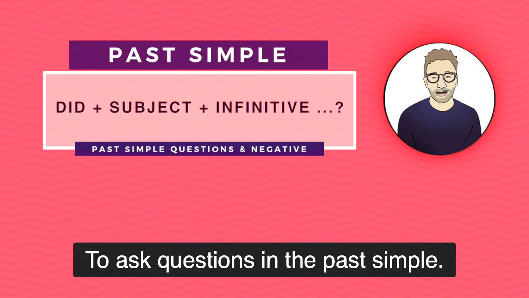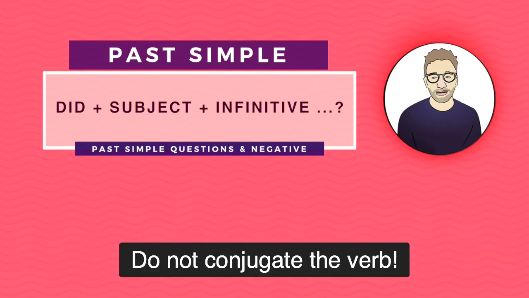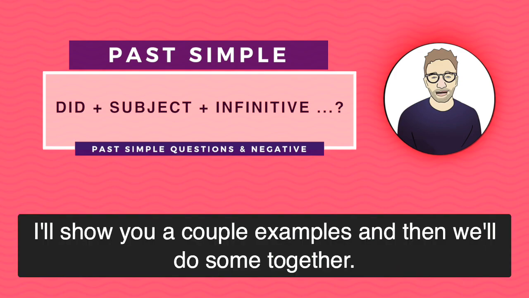To ask questions in the past simple, it's pretty easy. We just put did first, then the subject, and then the verb in the infinitive. Do not conjugate the verb. Leave it in its base form. I'll show you a couple examples and then we'll do some together.